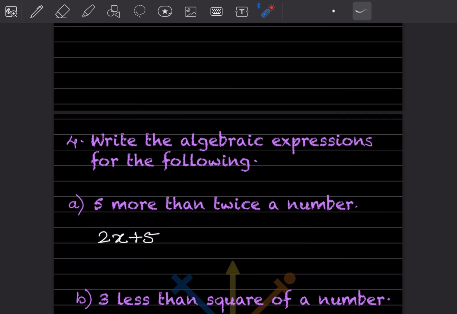Write the algebraic expression for the following. 5 more than twice a number. So if you are taking the number as x, let the number be x. Twice of it will be 2x. So 5 more means you will write it as 2x plus 5.